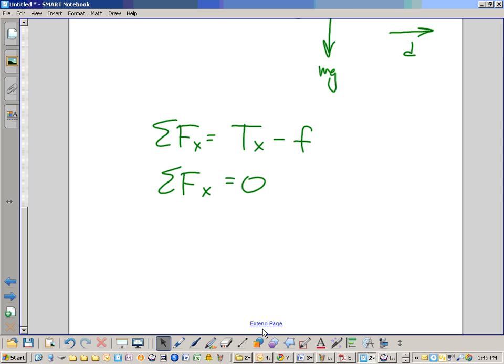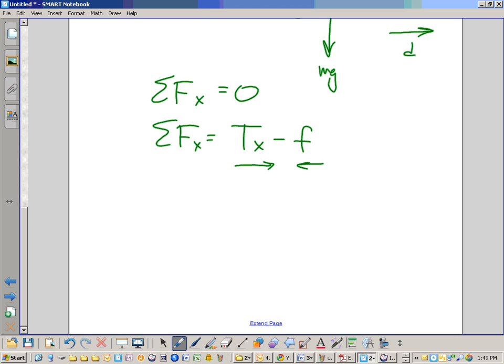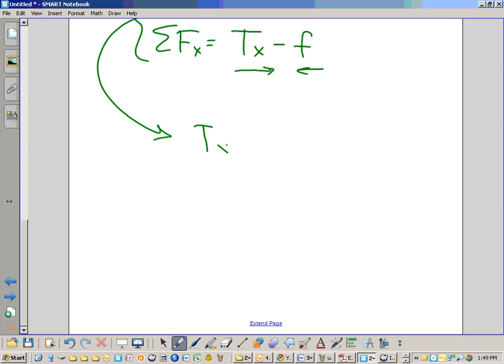So again, we're going back to using what here? We're setting up our two-equation strategy. That's exactly right. How much force do we need? We don't need any because we have 0 acceleration. And where does that force come from? It comes from Tx in this direction and friction in this direction. All right. Doing it like that, we get x component of tension minus frictional force.